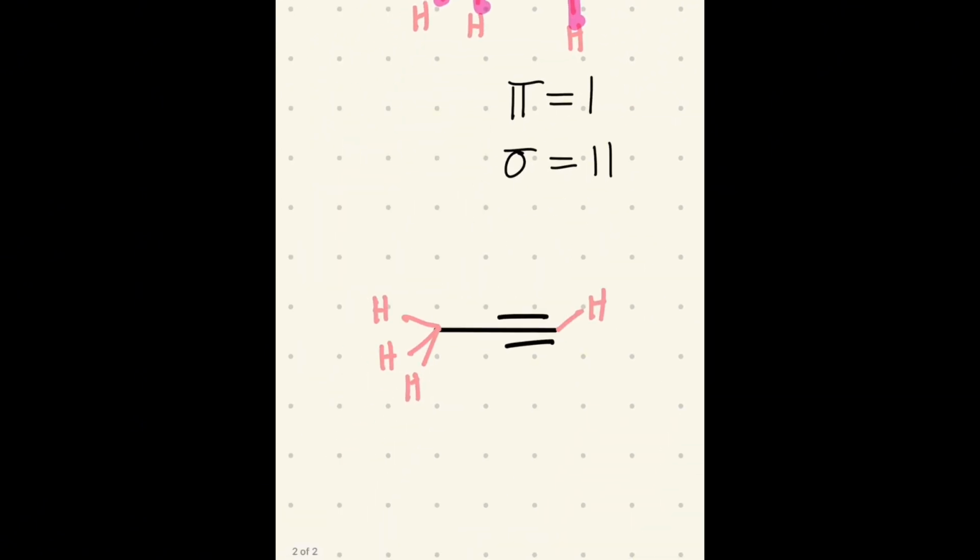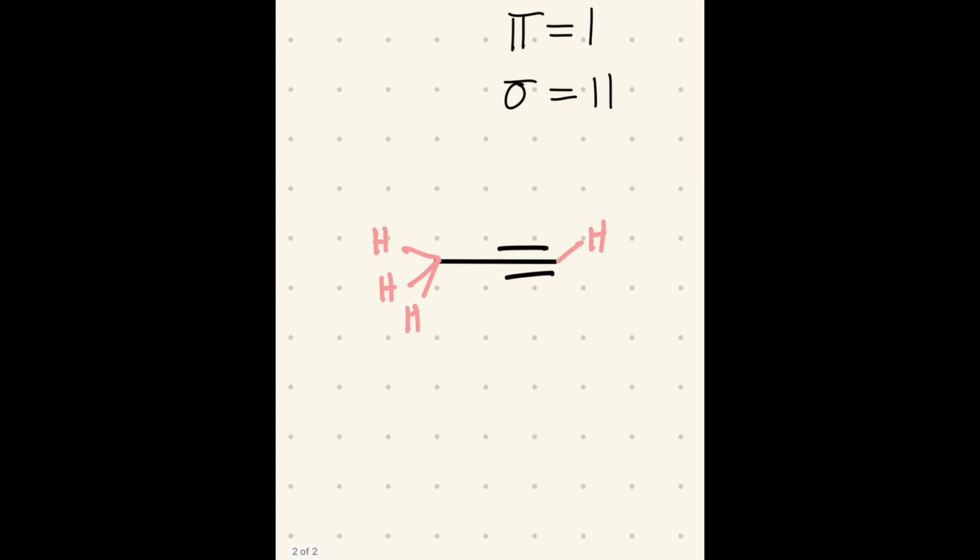Okay. Let's move on to this alkyne. Do we have any double or triple bonds here? Yes. So we know we're going to have pi bonds. How many do we have? 2. How many sigma bonds do we have? Let's count them. 6 sigma bonds.